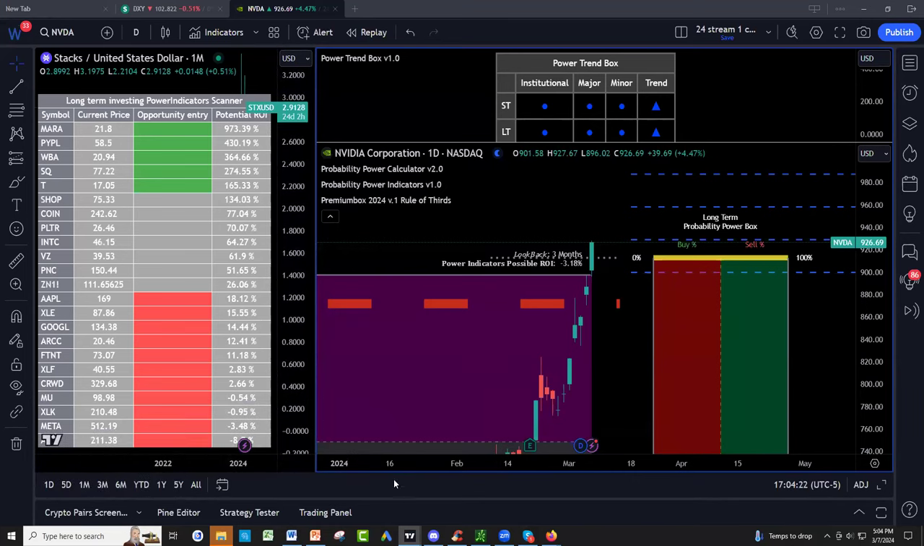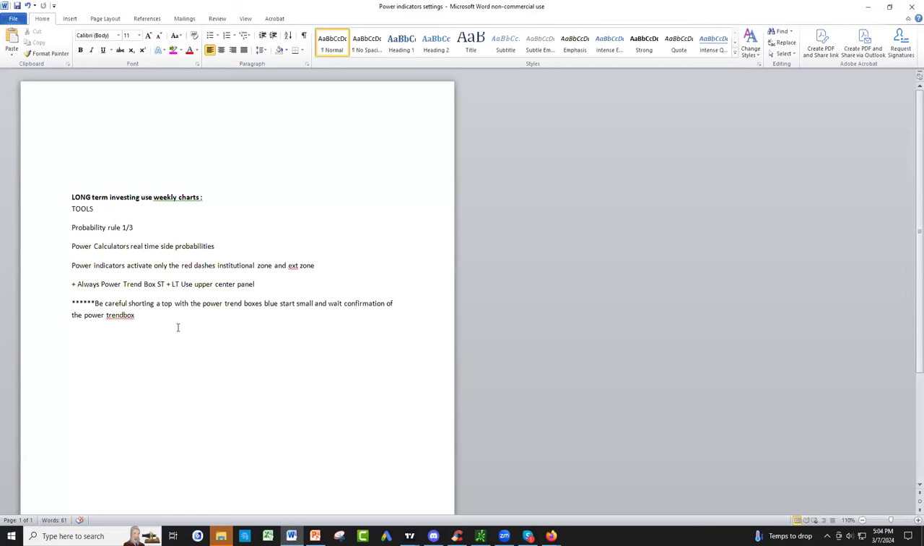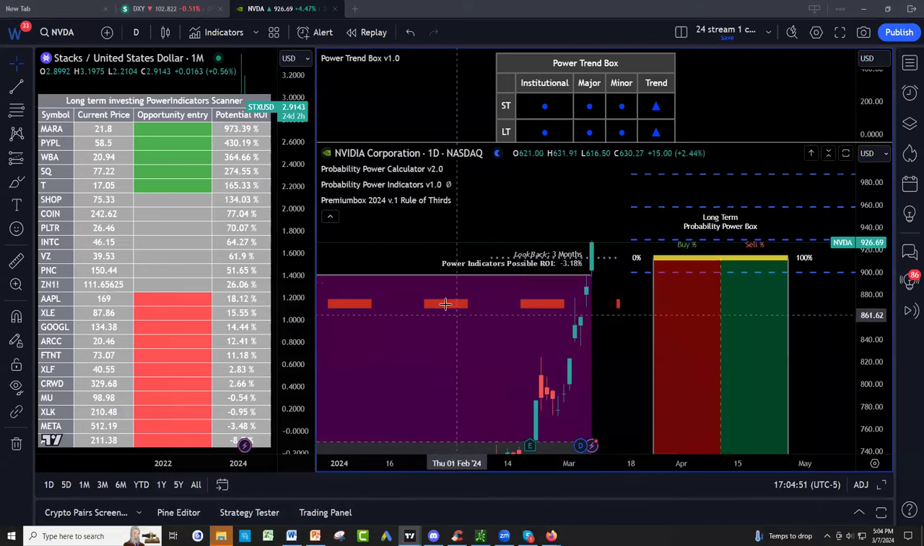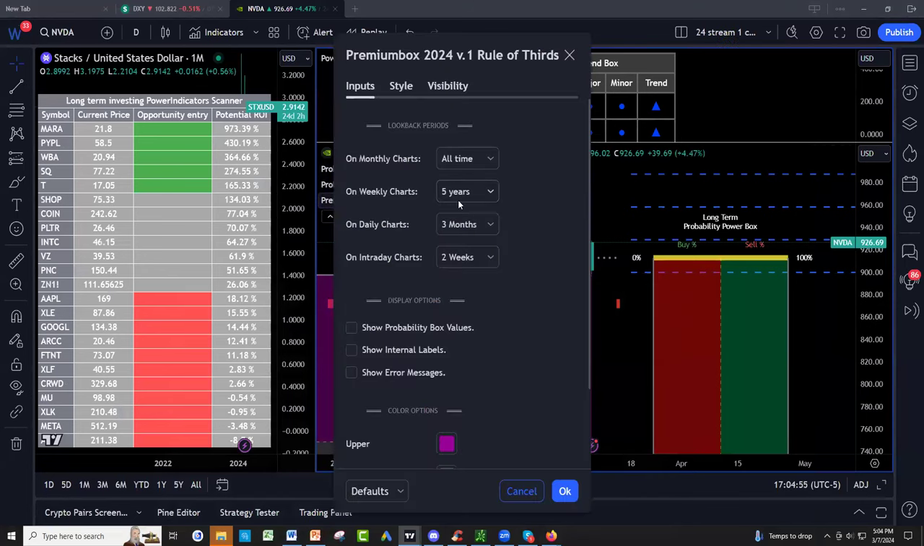Next, we're going to talk about the swing trading settings. So on the probability rule of thirds, use the weekly chart. And so you go back here, and we want to look at the look back period, and 5 years.